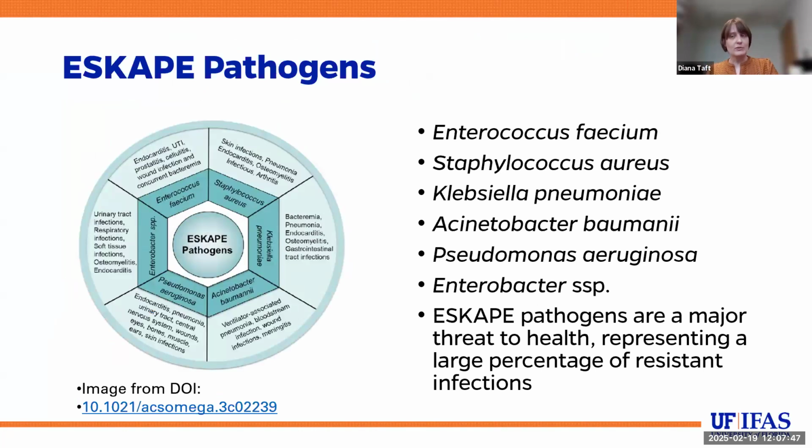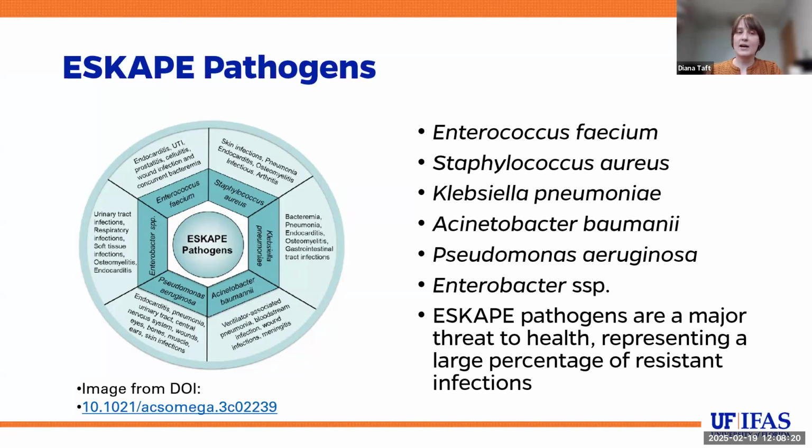So I'm going to jump topics really quick, and I'm going to talk about the escape pathogens. These are Enterococcus faecium, Staphylococcus aureus, Klebsiella pneumoniae, Acinetobacter baumannii, Pseudomonas aeruginosa, and the full set of Enterobacter species. And the reason why these are very much of interest to public health is because these pathogens represent a large percentage of the resistant infections.